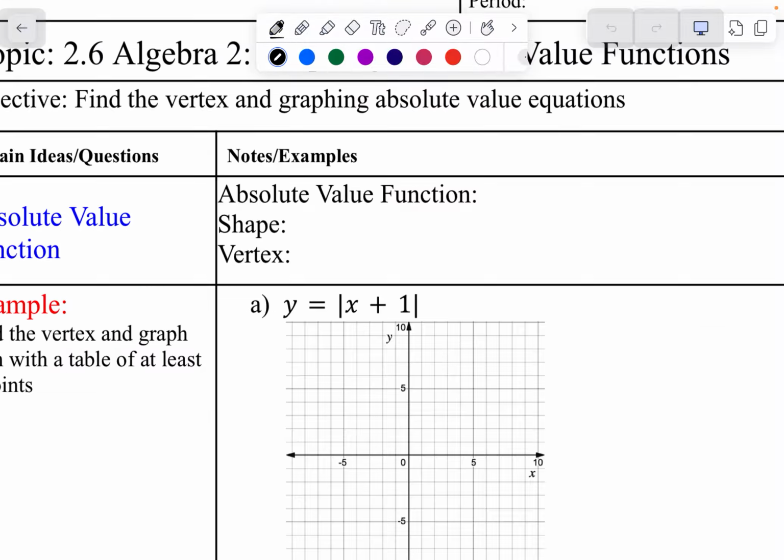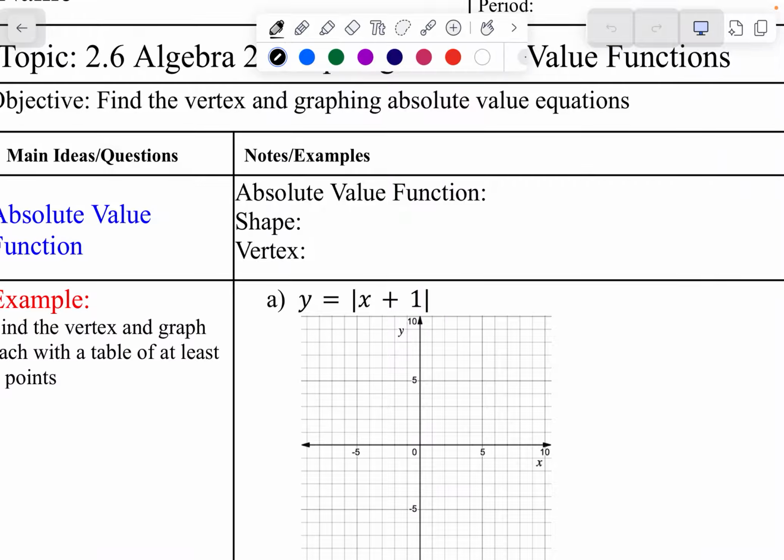The first thing you need to know is that an absolute value function could be in the form f of x equals the absolute value of x, or y equals the absolute value of x. The shape is going to be a V. The reason it looks like that is because positives stay positive, so that would be that side of the V. But negatives, we have to multiply by a negative to flip it to a positive, so that's this side. See, that's a negative slope. So you end up with this V.